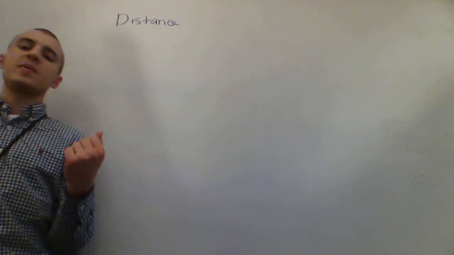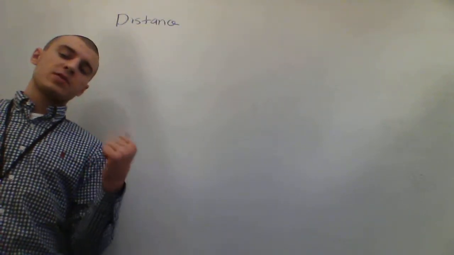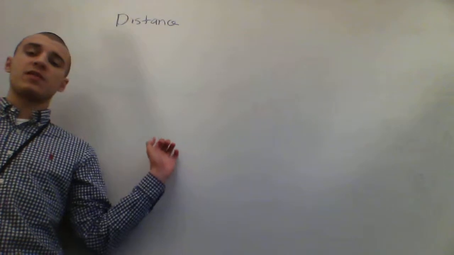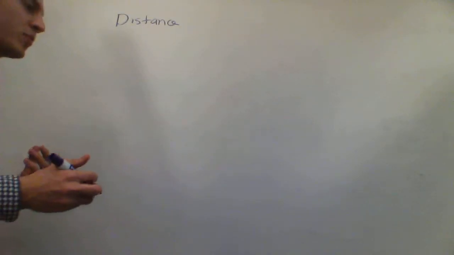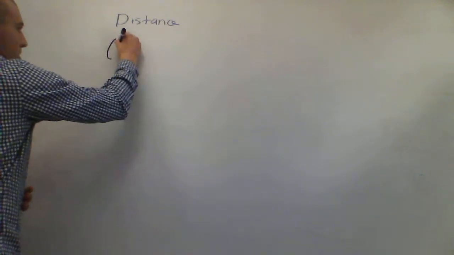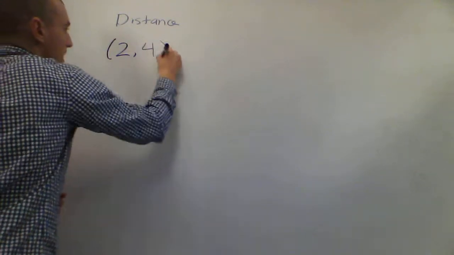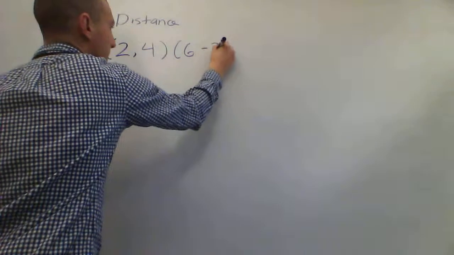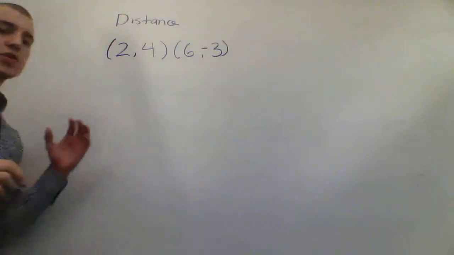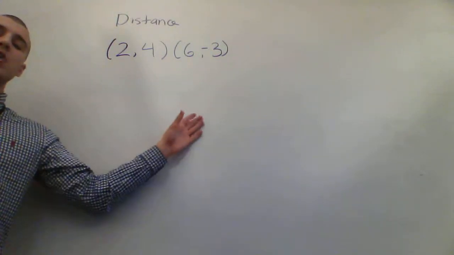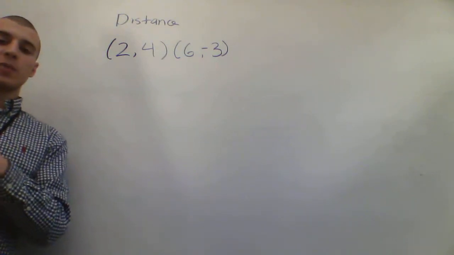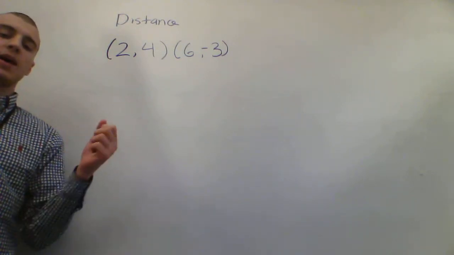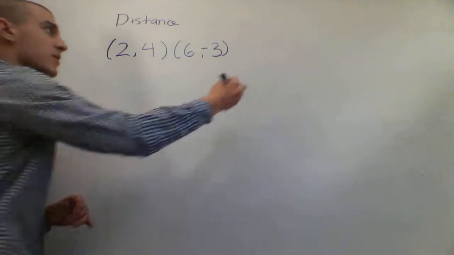Okay, we just did slope and midpoint. Now we're moving on to distance. Slope, distance, and midpoint all have something in common. You are given 2 points. Let's call this one (2, 4), and we'll call this one (6, -3). These are 2 points in the coordinate plane. They are your given endpoints. The next one we will do is the endpoint formula, where you're given an endpoint and a midpoint. These are your 2 endpoints.